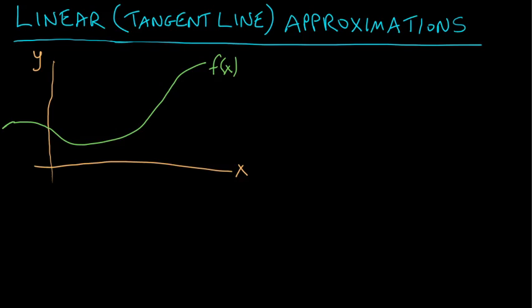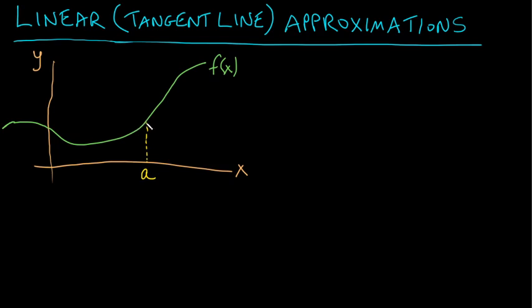Greetings. In this video, we're going to talk about linear approximations, or the tangent line approximation to a function at a given point, at a given value of x. So here I have graphed some generic function, and what I need is a particular point. Let's label this point x equals a. And I'm going to draw the tangent line to this function at x equals a.